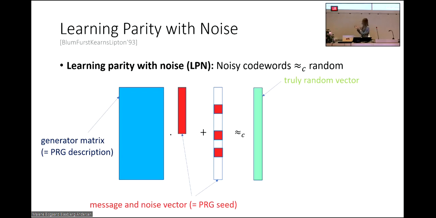And how does this give a PRG? How can you view this as a PRG? Well, the code is described by a generator matrix. That's a public matrix, blue here. So this is just a linear code. Just think over F2. And then you multiply a message. And of course, you can recover using linear algebra if you just have this. But it turns out, even if you add not even so much noise, then you get something random.